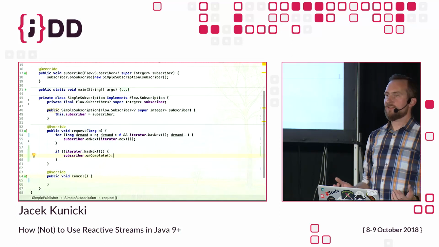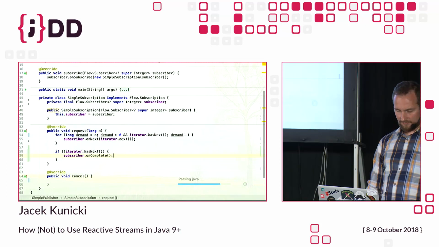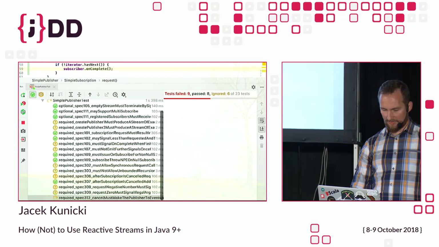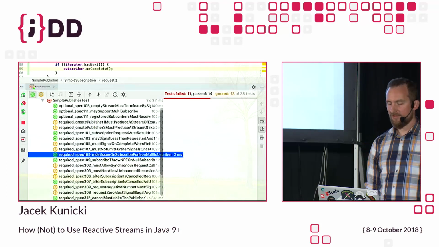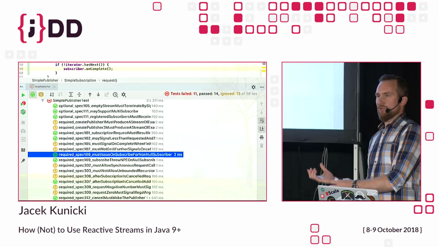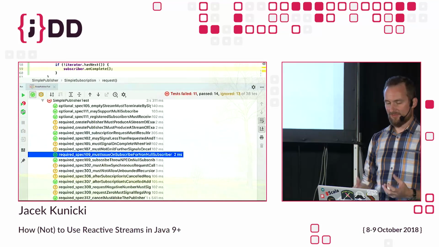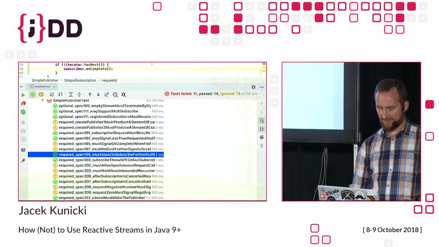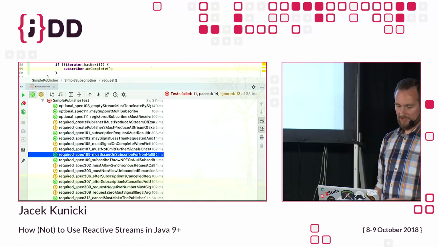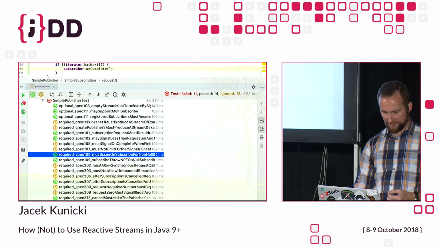So let's run the tests, the TCK tests once again, and see what happens. So we've been fixing 109, and it looks like we succeeded. So this test is green. There are a lot of others that are not green yet, but we'll try to make them green in the next steps. So we fixed 109. Let's look for something else to fix, probably something simple.